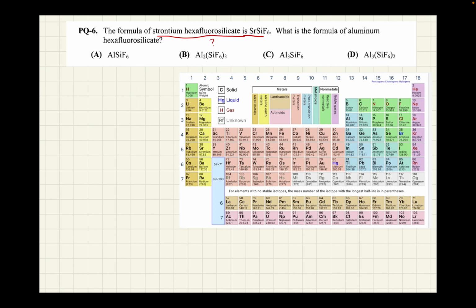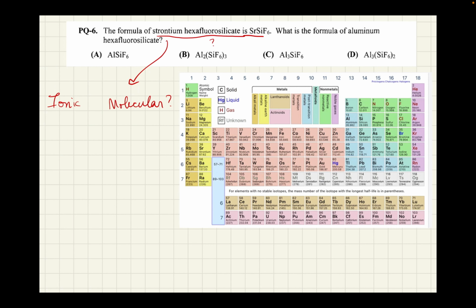Now, I've never heard of this compound. I'm sure it's a legit thing, but that is okay. It's our task as a student, as a test taker, to take our knowledge and apply it to new situations. The first most important thing about naming compounds is, do we know whether or not it's an ionic or a molecular compound?